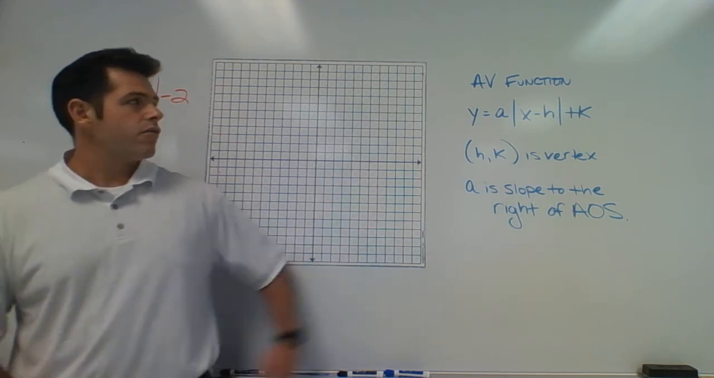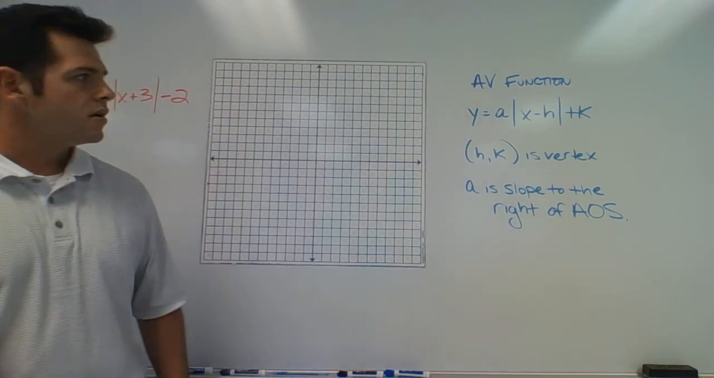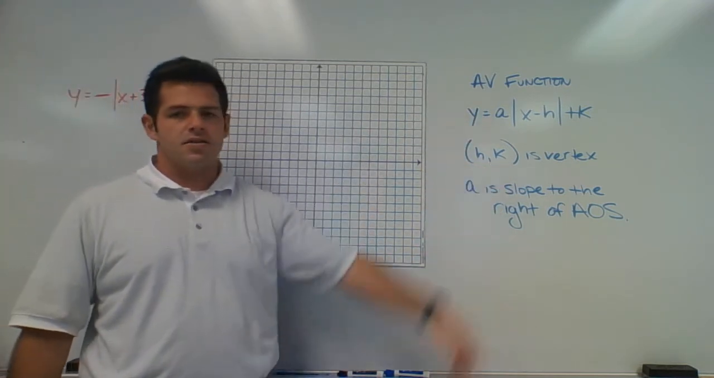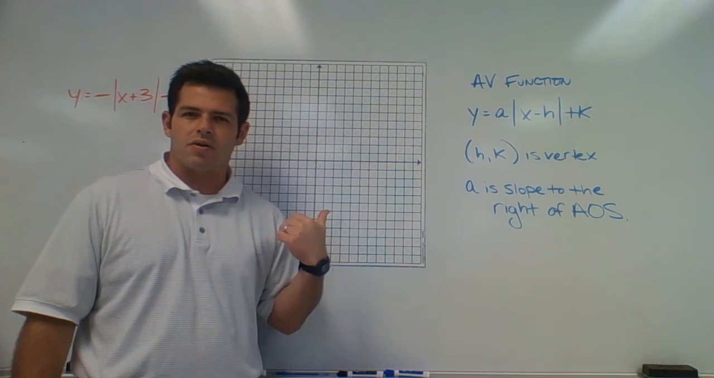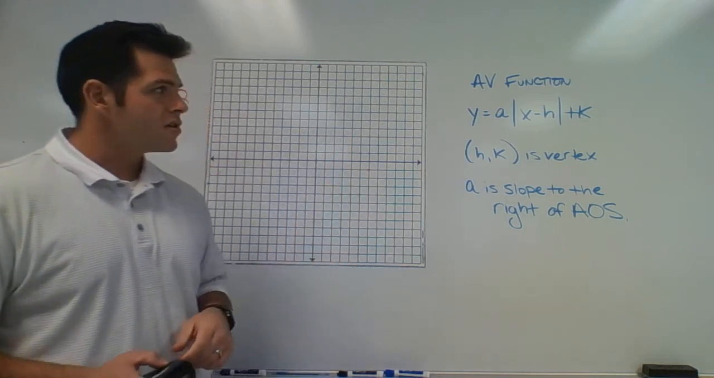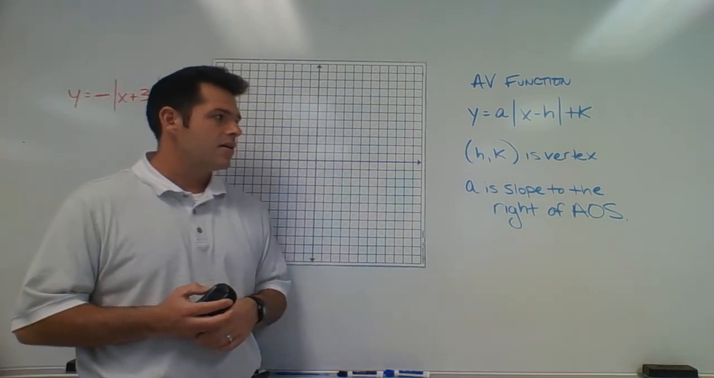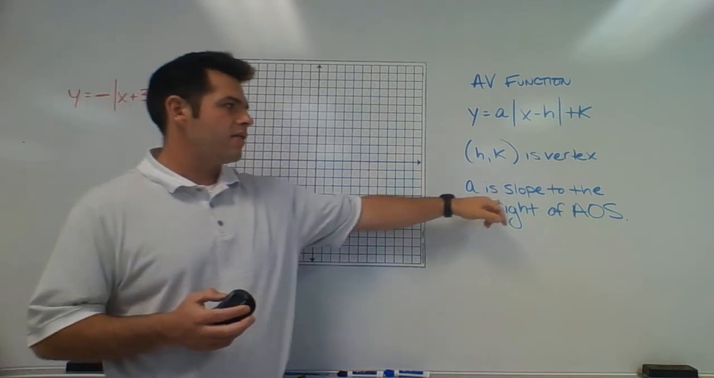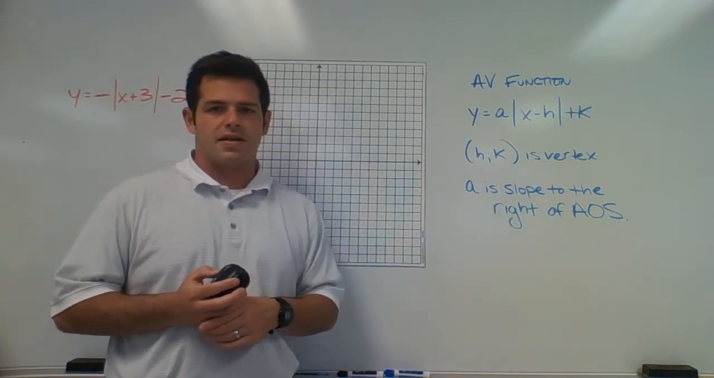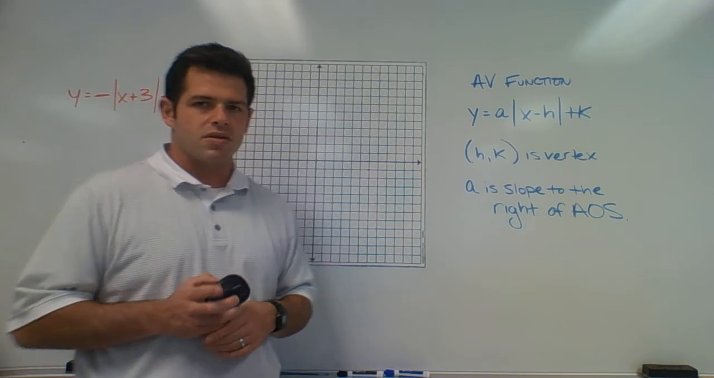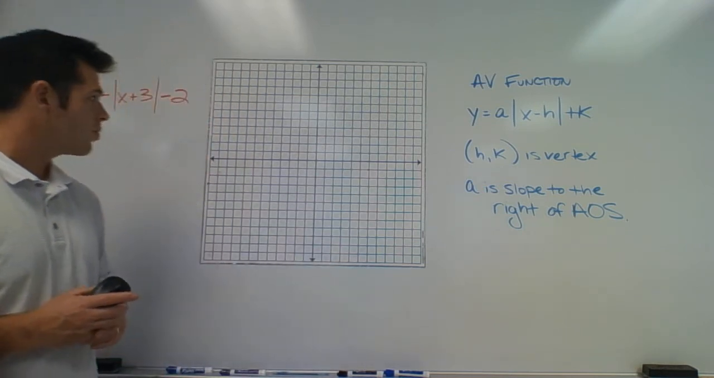We have our general form for an absolute value function. We know that h, comma k is our vertex. It would be x, y on the graph, but we know within the function it's h, comma k. And then we also know that our a value is the slope to the right of the axis of symmetry. It should be kind of interesting here for the slope in this particular problem.